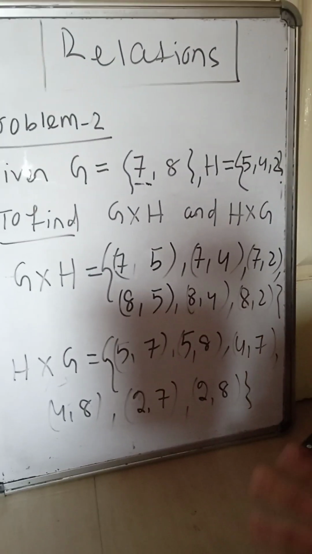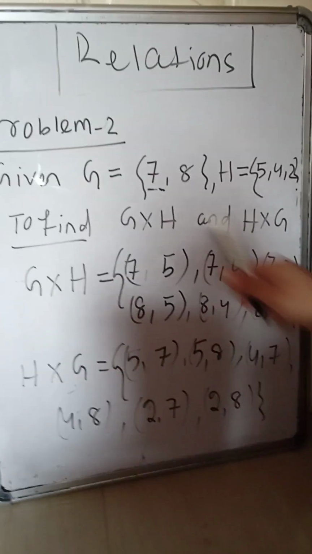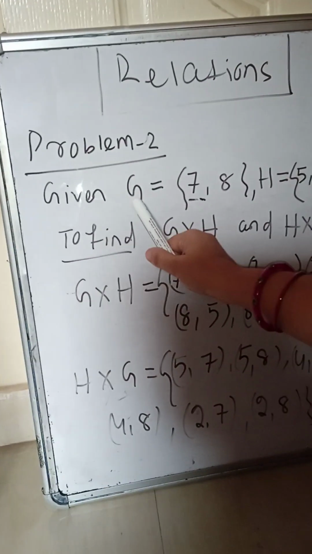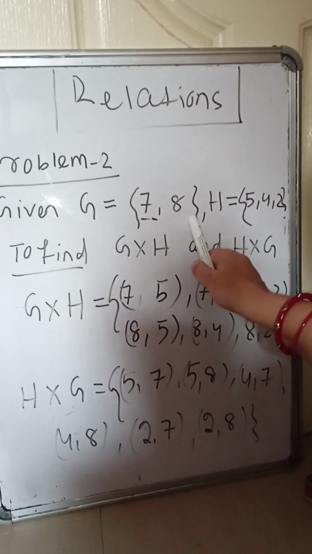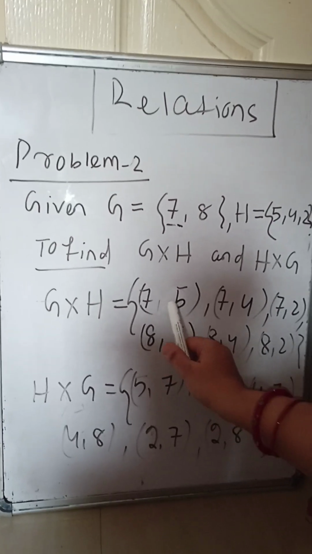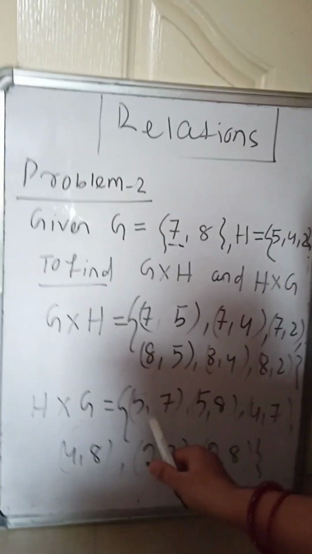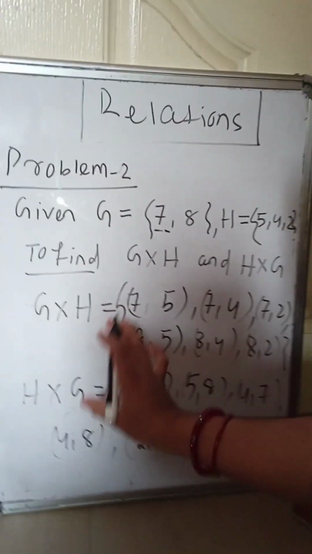See here, check the number of elements of G cross H. Previously we discussed in the remarks, if G contains 2 elements, H contains 3 elements, then the Cartesian product G and H will contain the number of elements of G into number of elements of H, that is 6 elements. 6 ordered pairs should be here, 1, 2, 3, 4, 5, 6. So in this case also 6 elements, 1, 2, 3, 4, 5, 6, 6 elements. Now you see, you already got this.